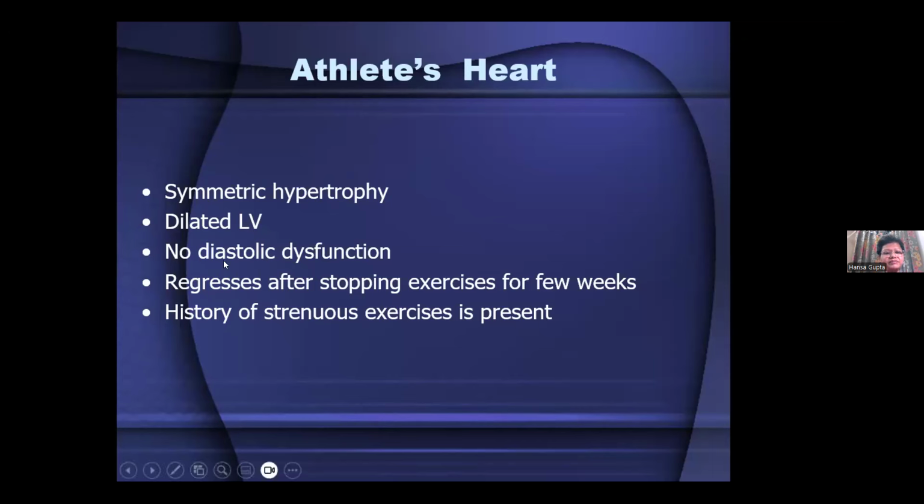There's no diastolic dysfunction whatsoever, despite the thickness and dilated LV. And the hypertrophy regresses after stopping exercises for a few weeks. We can also get the history of strenuous exercises. So these are common things you can work out with the help of history, keeping in mind the differential diagnosis. Because again, as I said, if you don't have an MRI or any other way to establish the diagnosis, at least we can work on these findings.